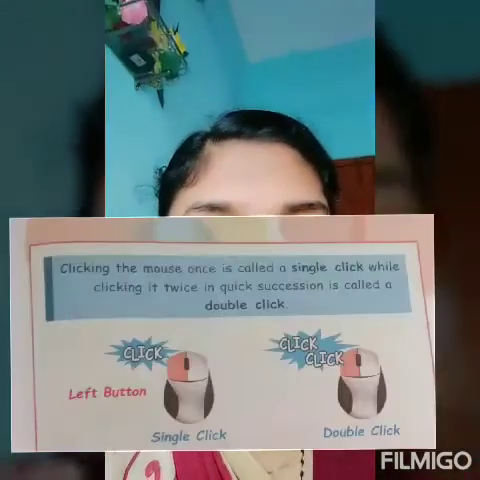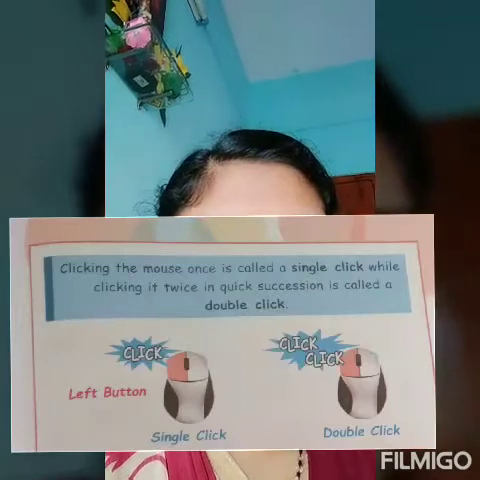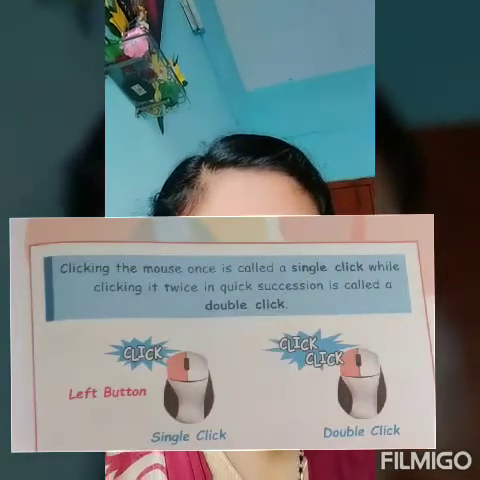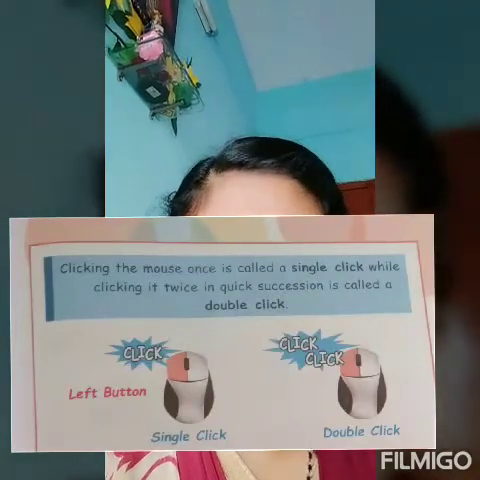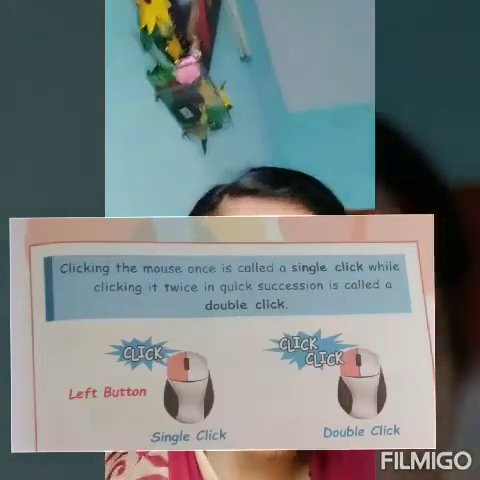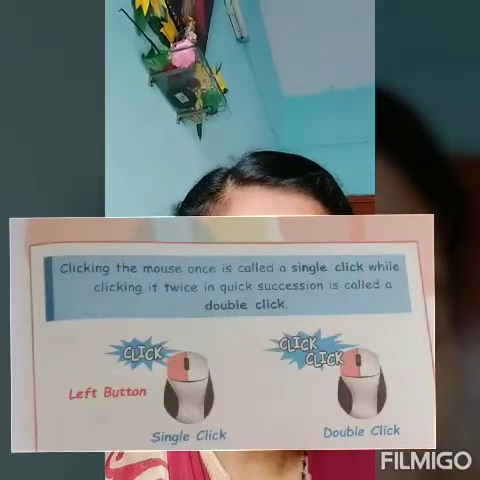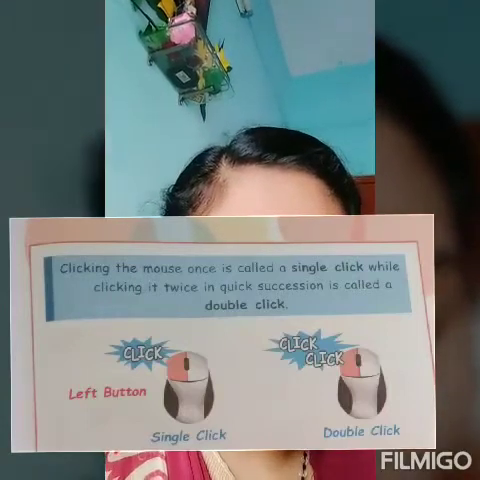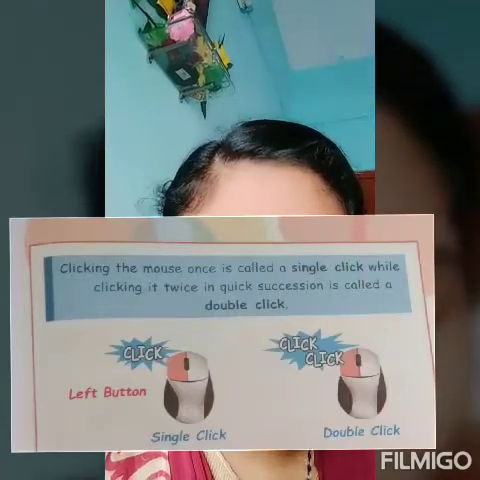Next one, clicking the mouse once is called a single click, while clicking it twice in quick succession is called a double click. So when we click once, it is a single click. When we click it double, it is called a double click. Both single click and double click are important.